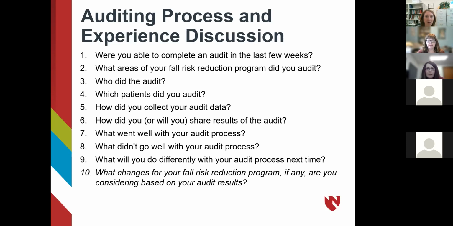I'm going to move on to question 5. We have 2 more polling questions, and then we'll open it up for more of a chat dialogue and discussion. Since we focused on tips for the auditing process when we delivered our education, this question is about how did you collect your audit data? This one's also multiple choice, so you're able to select multiple options if you use multiple means or methods to collect your data.